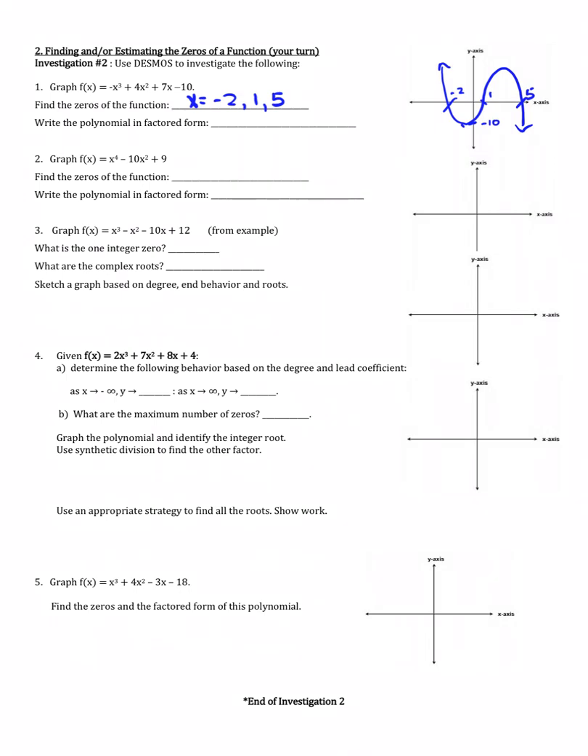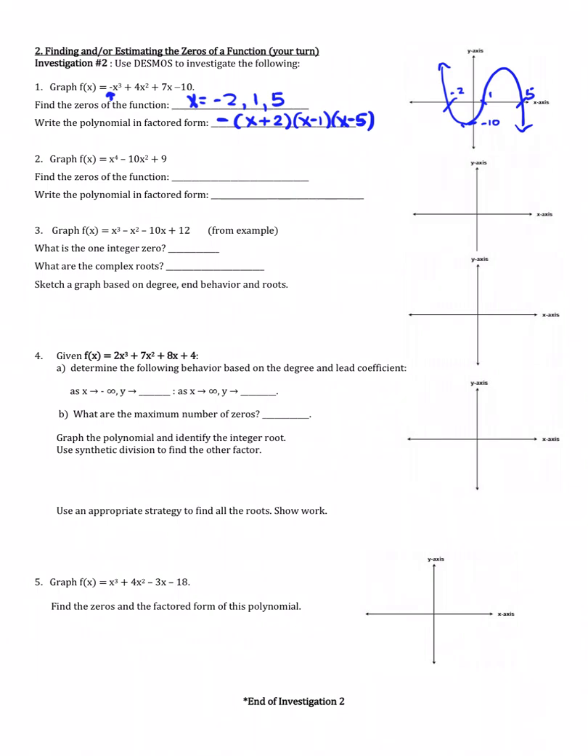If I'm going to write it in factored form, I have to acknowledge that my lead coefficient is still a negative 1. So I'm going to keep that there and write x minus a negative 2, x minus 1, x minus 5. That would be my factored form.